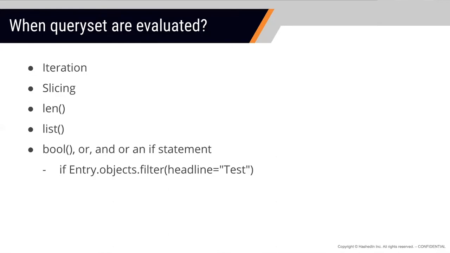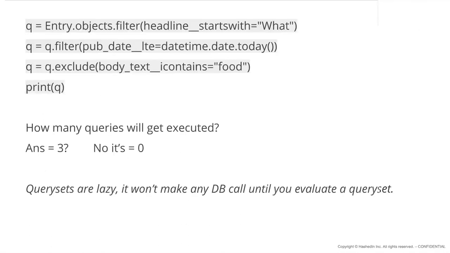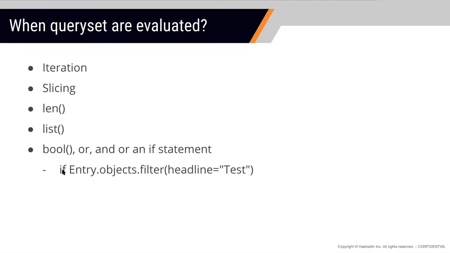At that time, your query set gets evaluated. Another example can be if you're trying to put that into an if statement. So for example, if Entry.objects.filter, right? If you see the last example, you still have filter over here, but it was not getting evaluated this time because you're not using it. Once you put it into an if condition, it will get evaluated because now it has to know whether there is any object existing over there or not, right? So these are some of the scenarios where your query sets get evaluated.